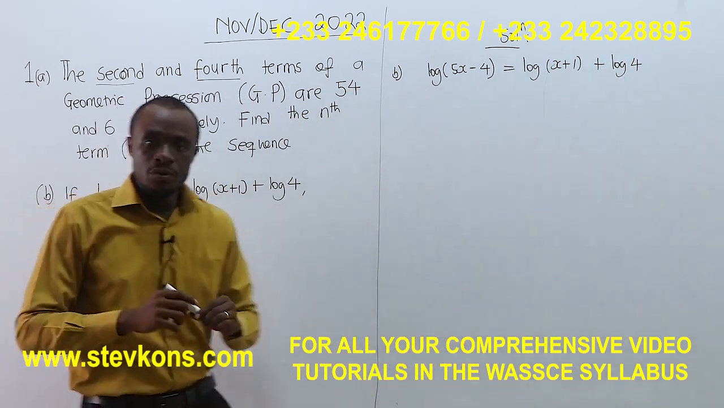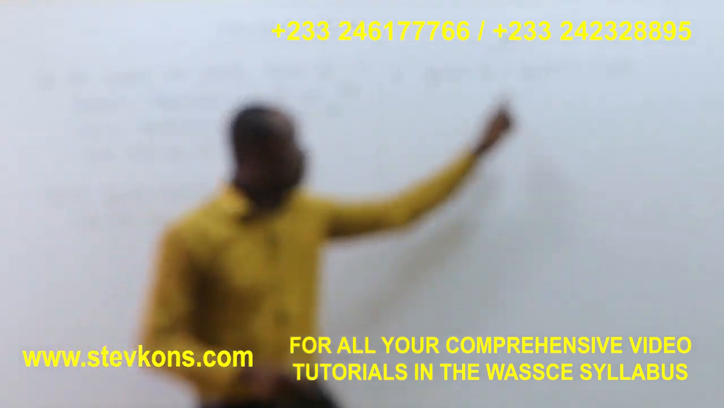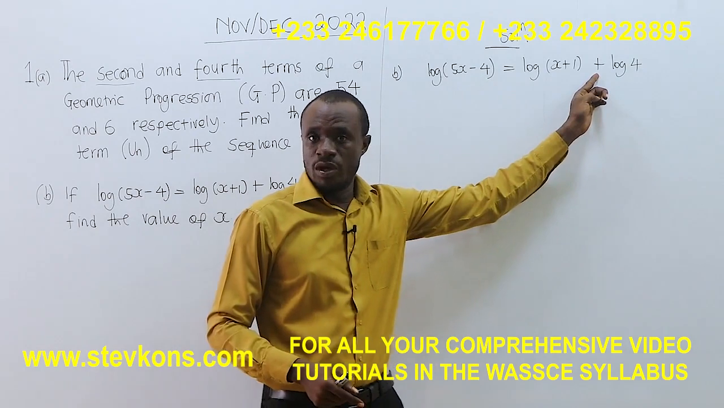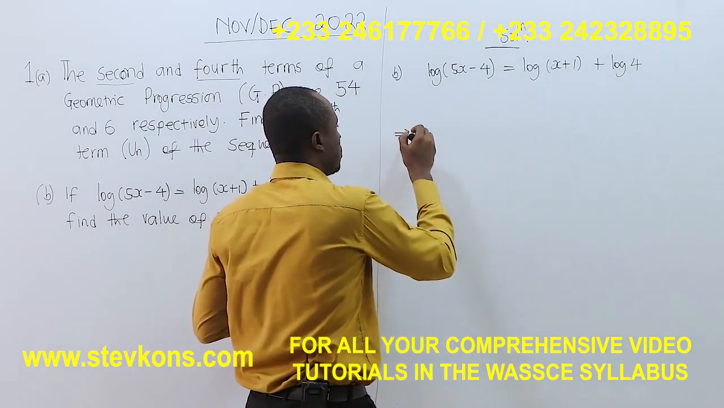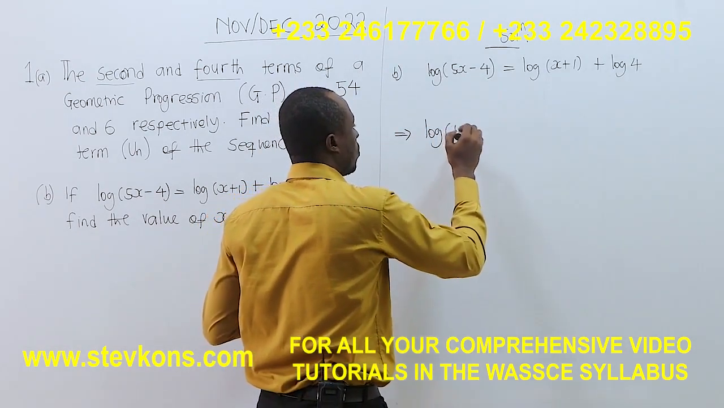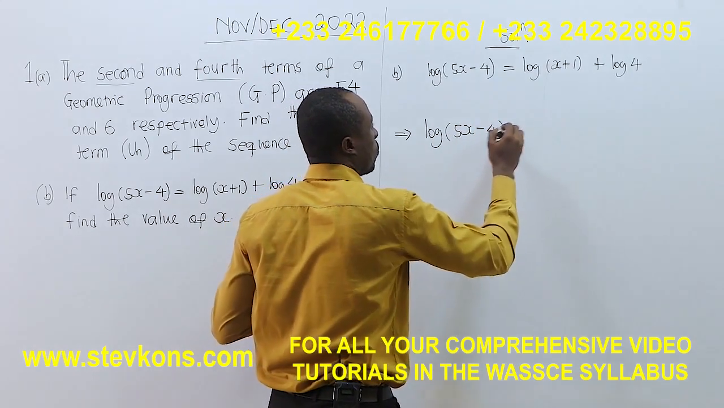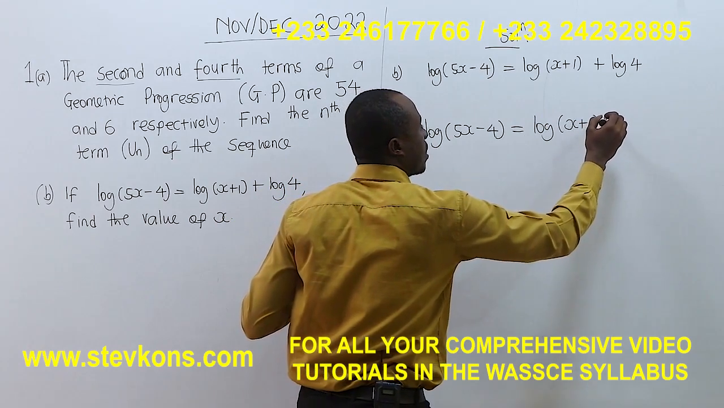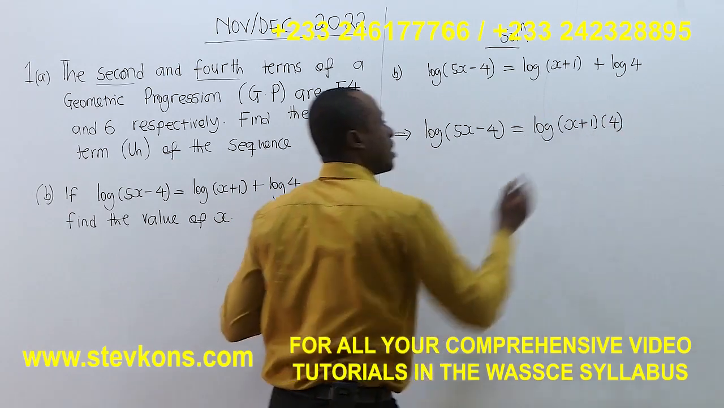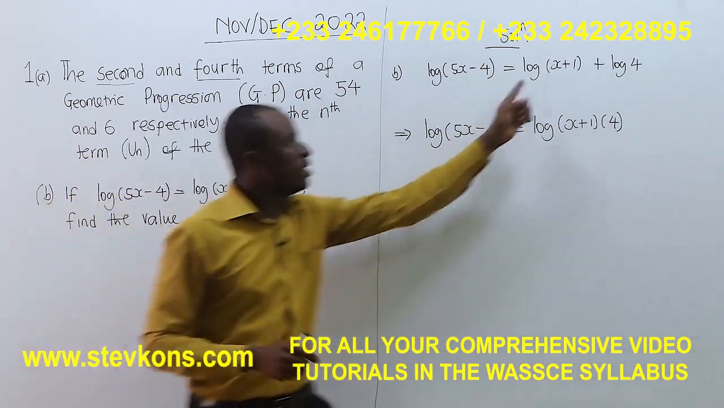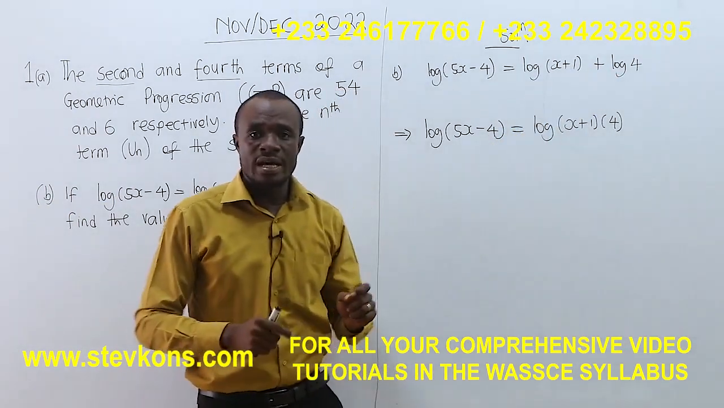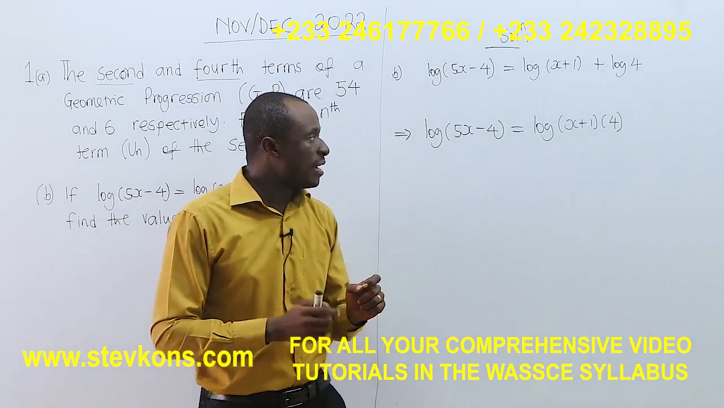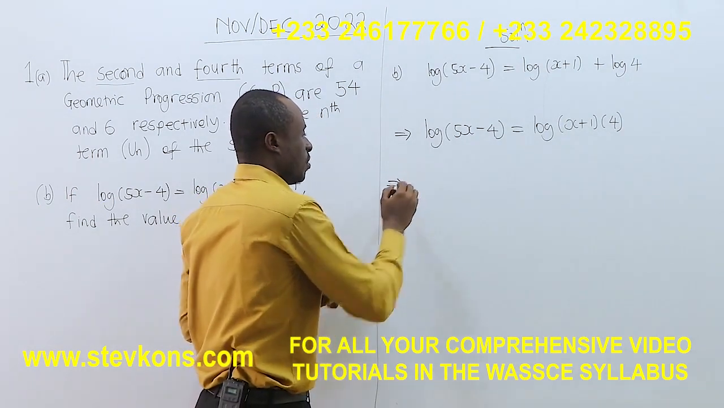Now, from the laws of log, the bases are the same. We are adding, and clearly what do we do? We multiply. So from here, this is just the same as log(5x minus 4) equal to log((x plus 1) times 4). Bases are the same, we are adding, so we multiply.